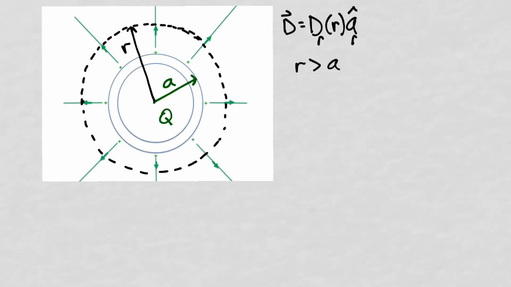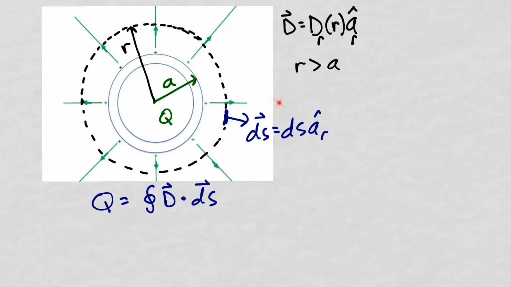So now we're going to apply Gauss's law, that the charge enclosed is the integral over our closed Gaussian surface of D dot dS. So here is our surface differential, so it will also have a direction in the radial direction. So we'll have a_r dot a_r, which is 1.